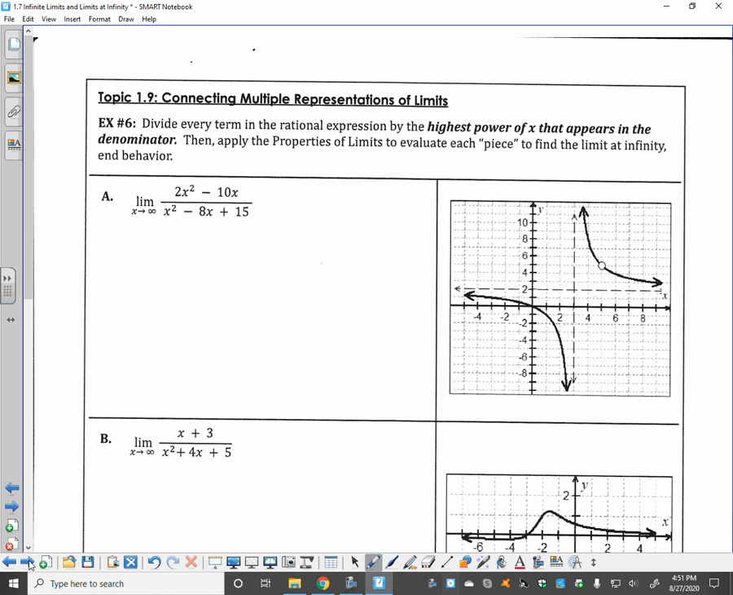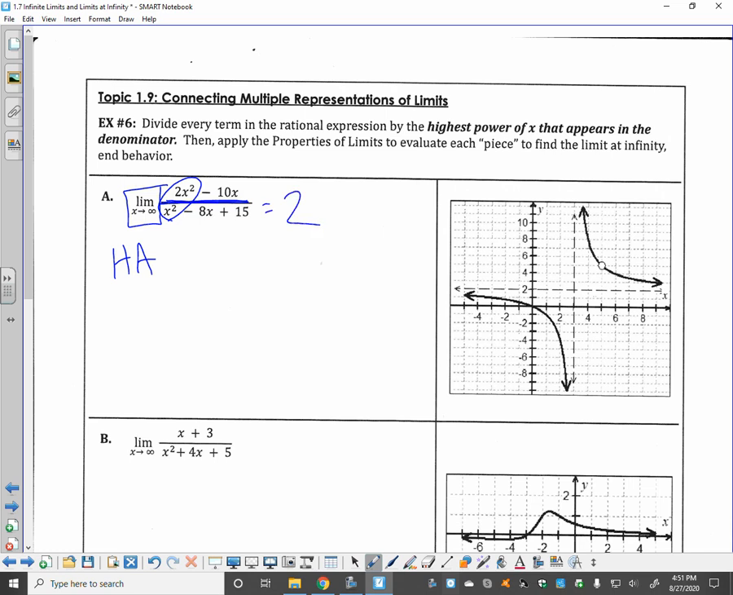Okay, I want you to ignore the graphs. Just look at that function. You're headed towards infinity. Does it have a horizontal asymptote? Because every time you have a rational function and the limit is headed towards infinity or negative infinity, I want you to think horizontal asymptote. Powers are the same, so it would be y equals a over b, which would be 2. So the limit is 2.